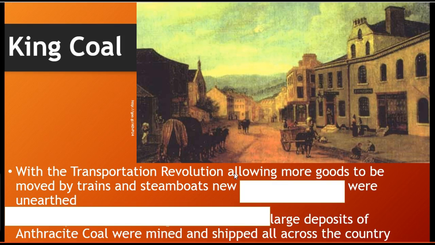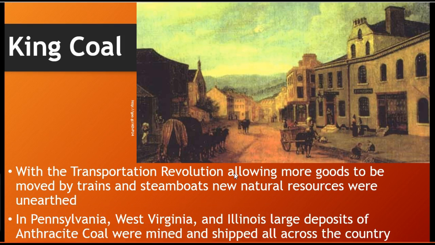And so because the Transportation Revolution and the Industrial Revolution allowed more goods to be moved by trains and steamboats, you had these new natural resources that were unearthed that weren't really thought about before, or they were known of, they just didn't know how to move them from place A to place B. Well, one of those natural resources is something known as king coal, or coal, and we've all probably heard of this because coal is big in our area.